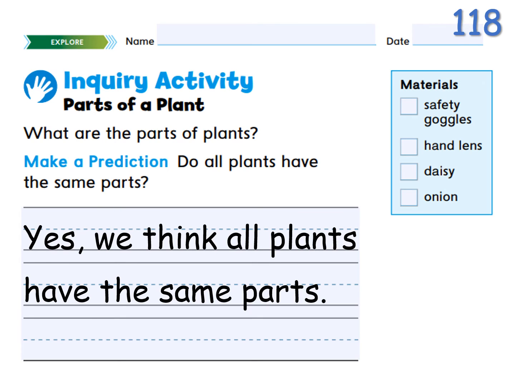Yes, we think that all plants have the same parts. That's what I predict. I think that they all have to have a seed, a stem. You know, they might look different, but I think that they all have the same parts. I could be wrong. It's what I predict.